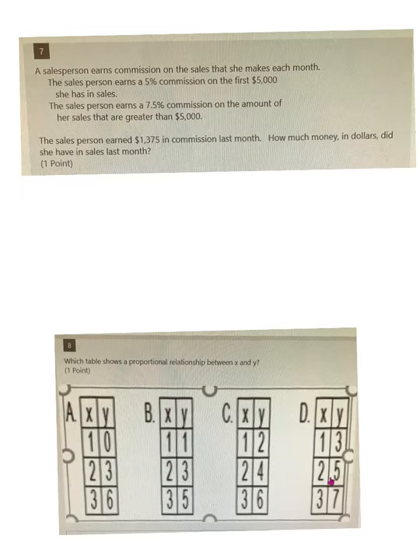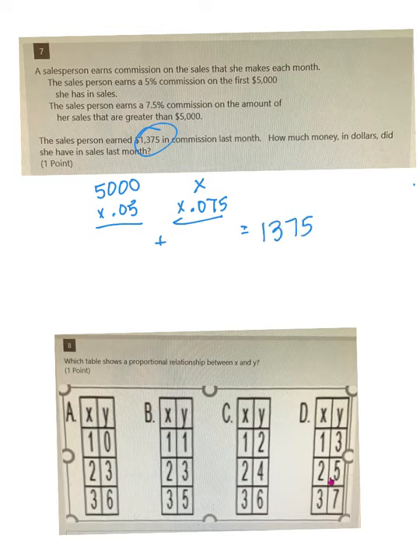So this problem's a little bit different. In this one, they're telling you the total commission, and we have to figure out what our sales were. So again, it's 5% on $5,000. So $5,000 times 5%, which remember is 0.05. And she's going to make 7.5% on whatever she makes over that. We don't know how much she's making, but we do know that these two things added together equals $1,375. So we have to figure out the missing amount, which is this X right here.